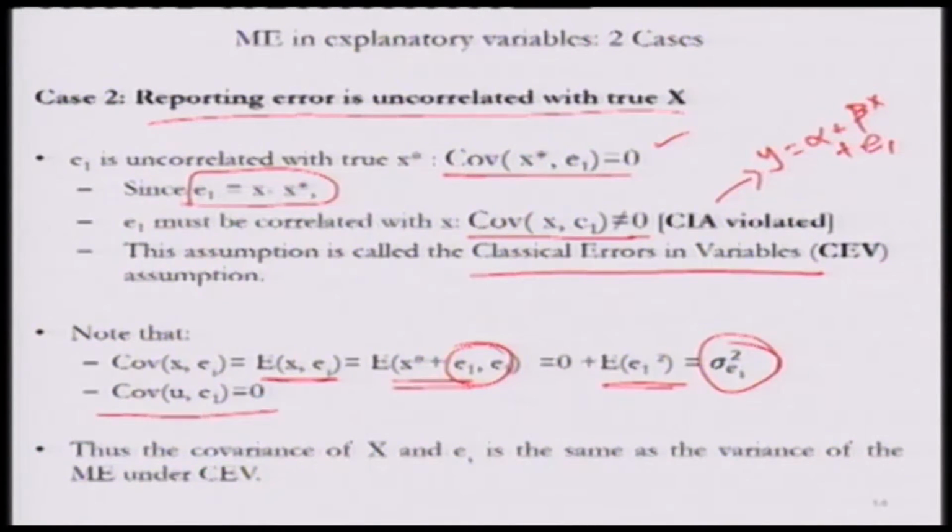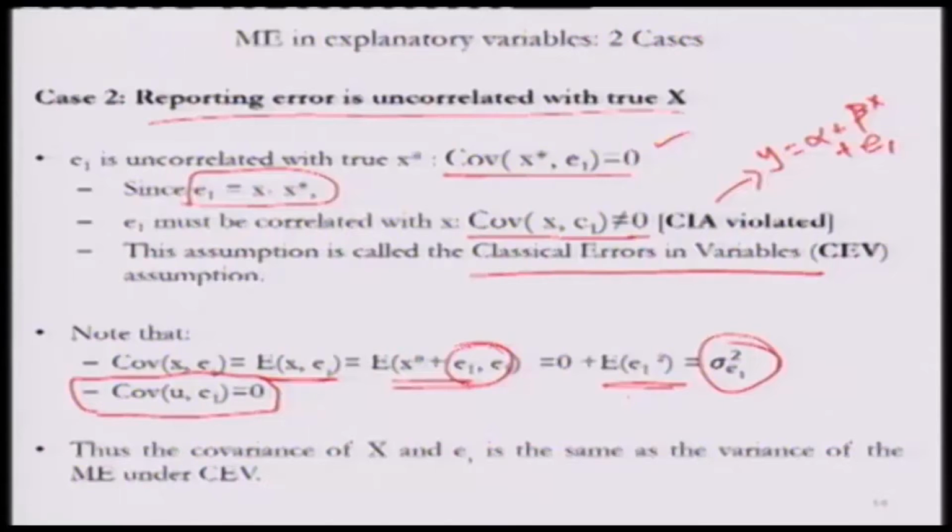And we have another assumption over here that the covariance of U and E1 is equal to 0, which you have seen in the previous two cases. Also, we assume that the random measurement error is not correlated with the error term of the true model. Thus, the covariance of x and E1 is the same as the variance of the measurement error under the classical errors in variables assumption.